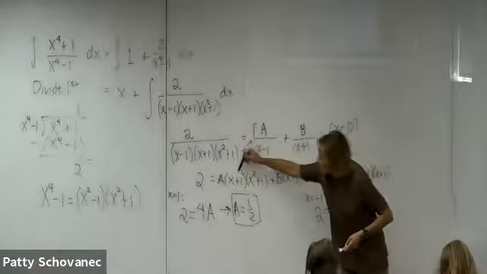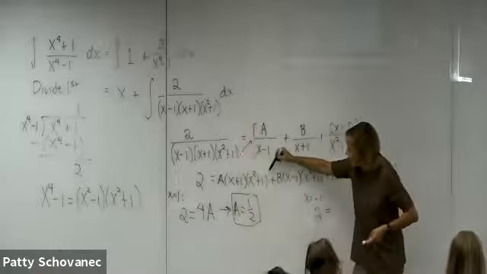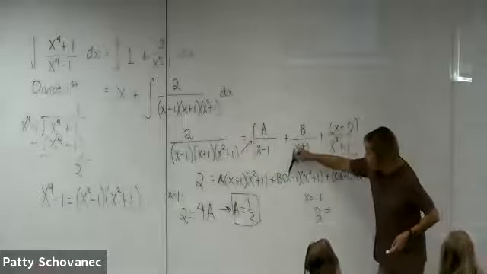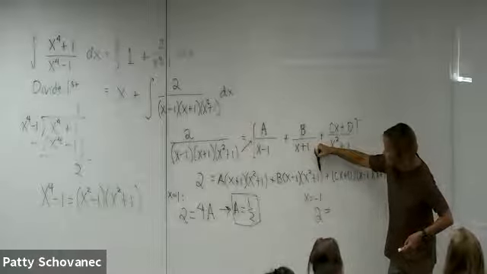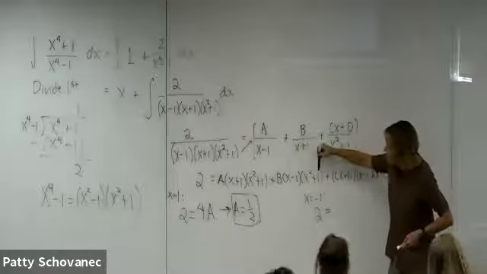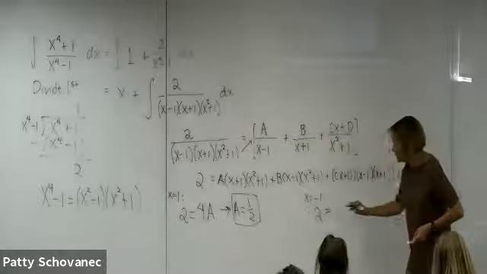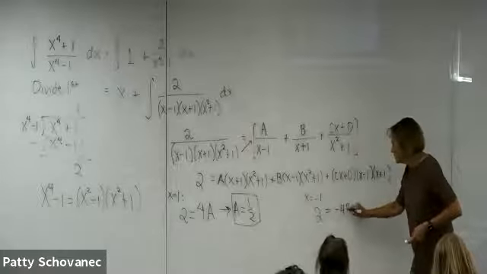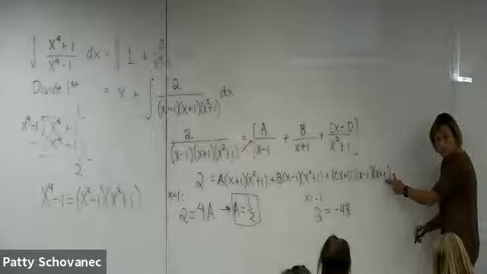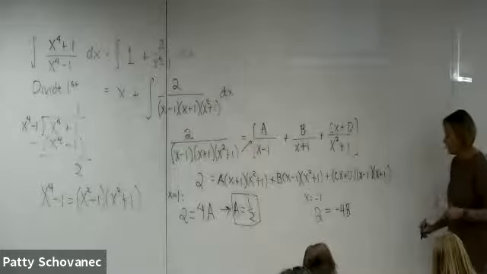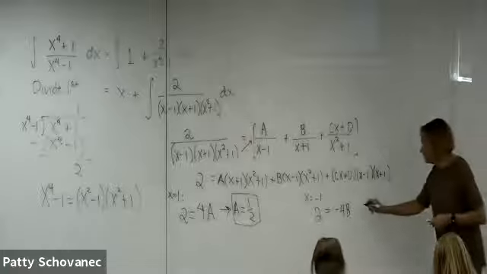If x is -1, that's 0, so A is gone. If x is -1, this is a -2, and that's a +2. So -2 times +2 is going to be -4B. And if x is -1, the Cx plus D will be multiplied by 0. So I get B that way. B is going to be -1/2.